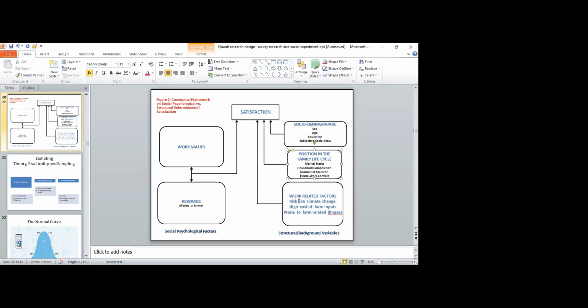And other work-related factors. You may want to look at how satisfaction affects climate change, right? We talk about climate change. How are farmers affected by climate change? How are farmers' satisfaction affected by climate change? How are farmers' satisfaction affected by farm inputs? What are farm inputs? Fertilizer, pesticides, and so forth and so on.